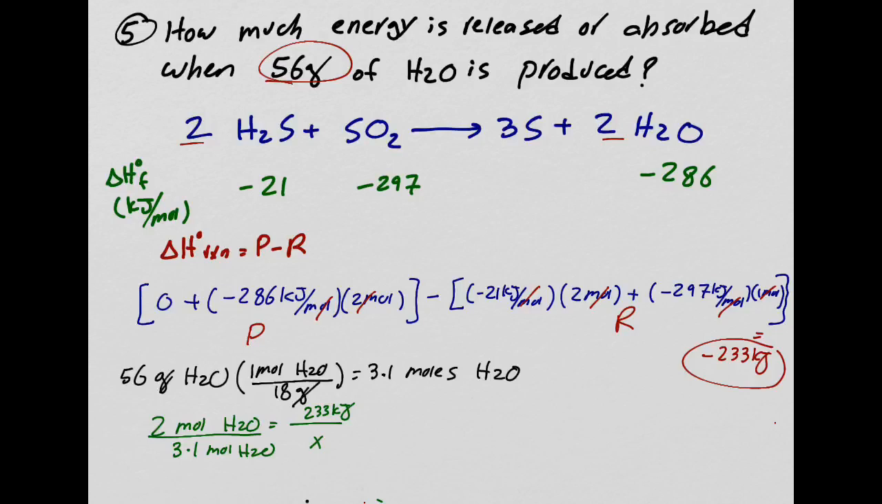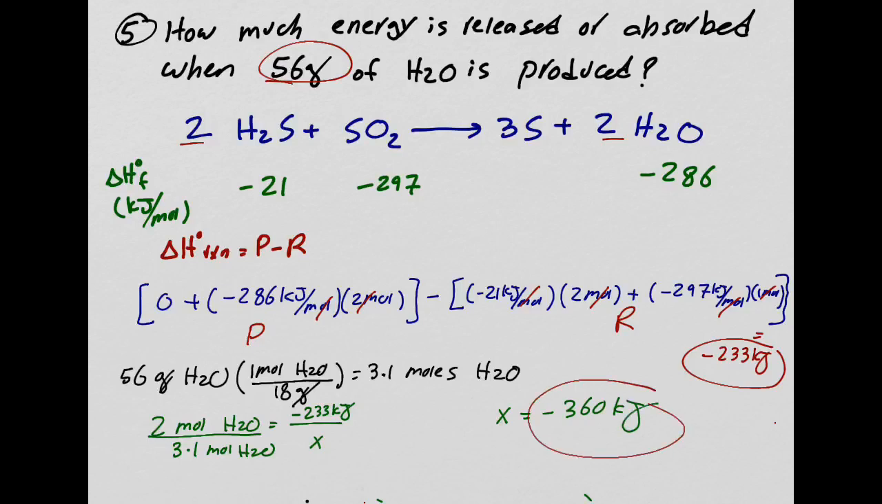So far so good? Okay, so again, this reaction as is, 233 kilojoules of energy is produced. I can even put it as minus because it's produced. Again, the sign doesn't mean anything, it just means exothermic or endothermic. You know already in your head. So 2 moles, 233 kilojoules of energy is released. Now, if I have 3.1 moles, how much energy will be produced? And the answer is negative 360 kilojoules of energy.